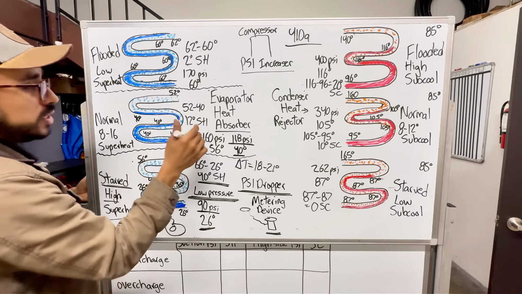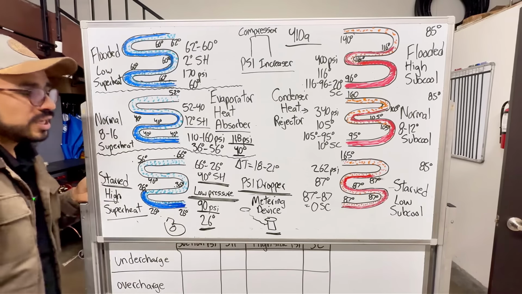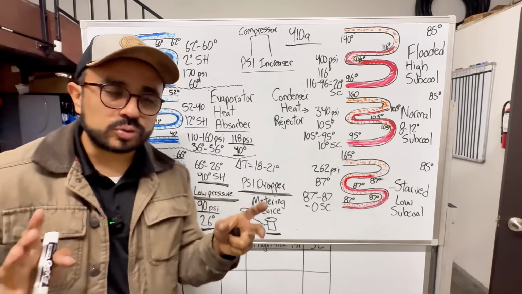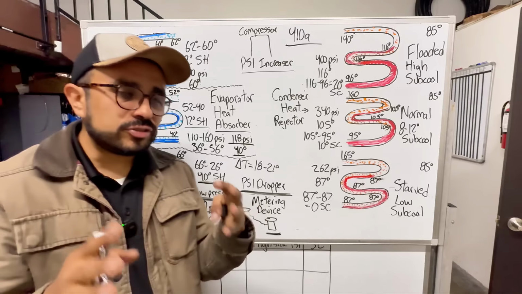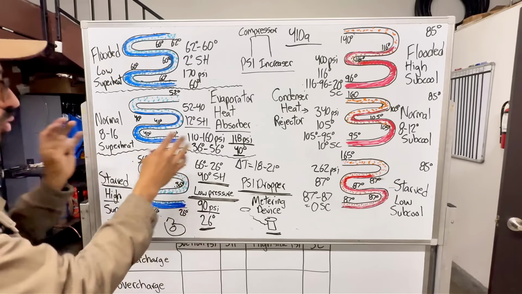52 minus 40. That's a 12-degree superheat. And the job of the TXV is to maintain an 8 to 16-degree superheat. So it's doing its job.